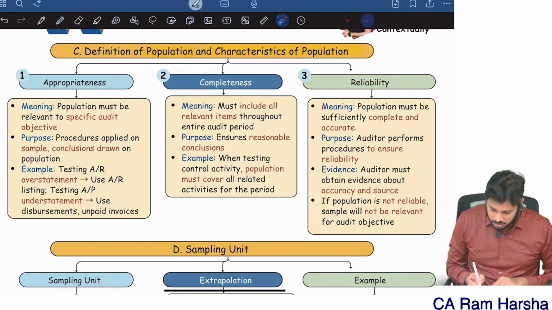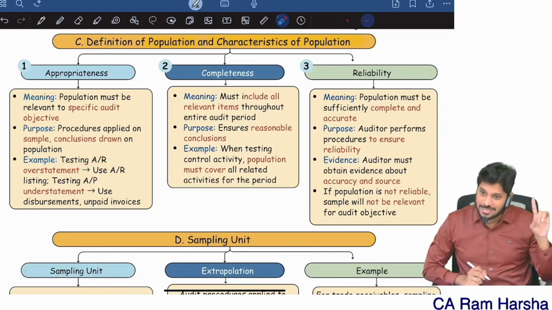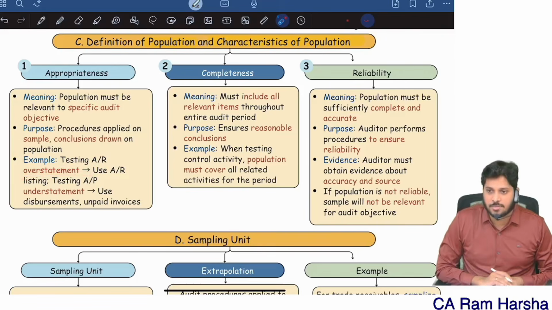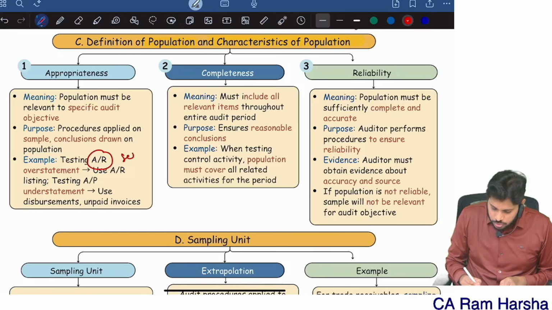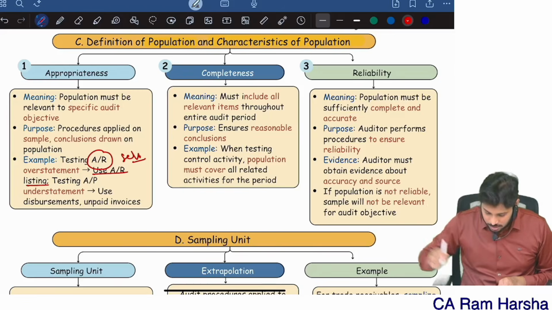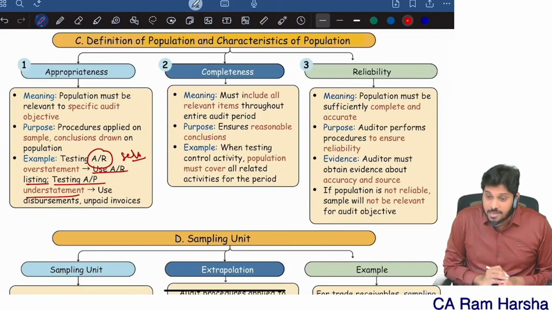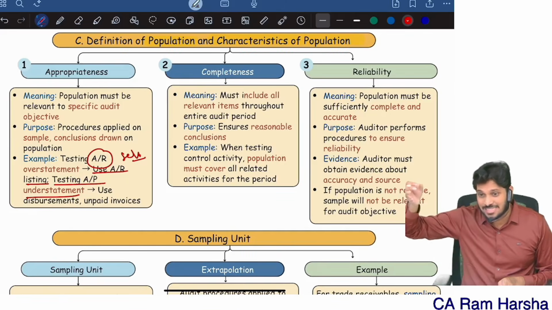1 minute. What is this? Yeah, testing accounts receivable. Actually, this is a shortcut of the example. Testing accounts receivable overstatement, or you can say testing sales overstatement. Here instead of AR, you can also use the word sales. If you want to check sales overstatement, use actual receivables testing, listing, actual sales recorded. Suppose you want to test understatement, you need to verify not the recorded one, but you need to verify supporting items like payments, stock registers, like that.